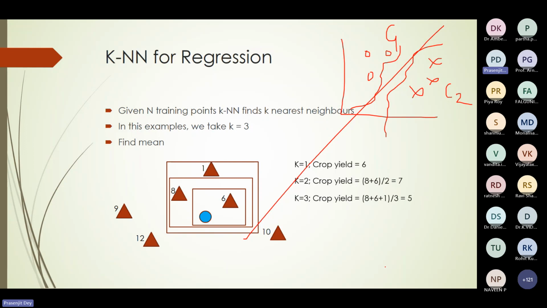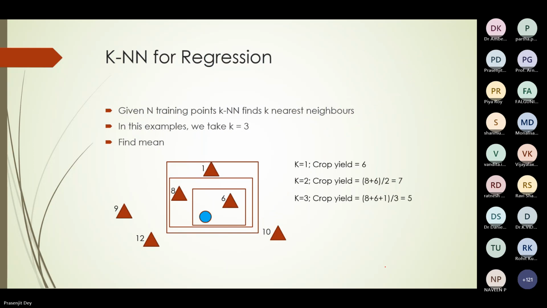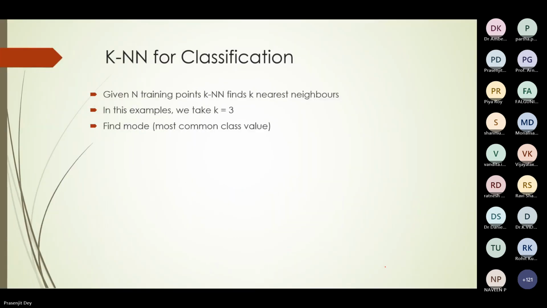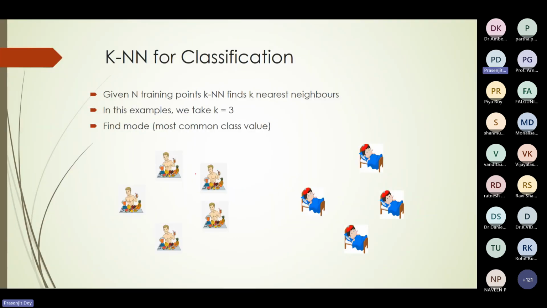So how can we solve the classification problem using k-nearest neighbor? Suppose, as we can see, these are the healthy persons and these are the sick persons, and I need to classify. So how can I use k-nearest neighbor for classification? Suppose this is a new sample. For this particular sample, I don't know whether that person is sick or healthy.